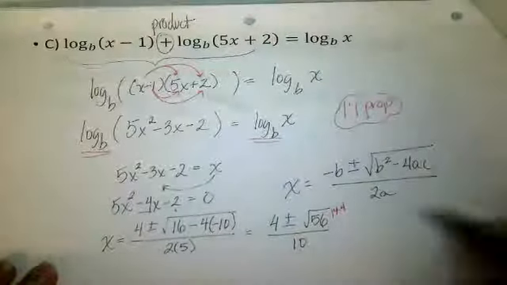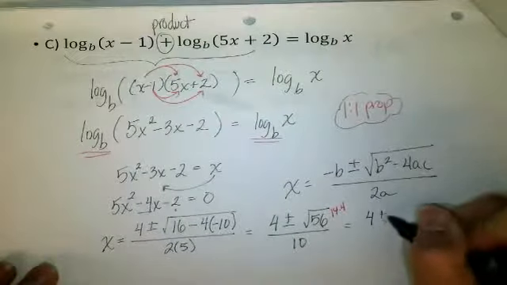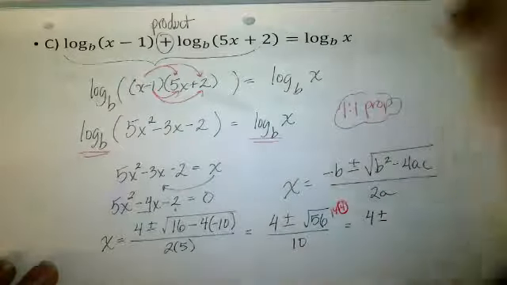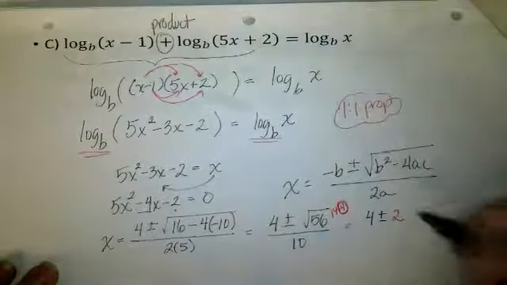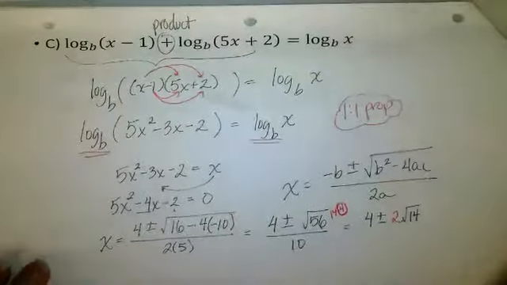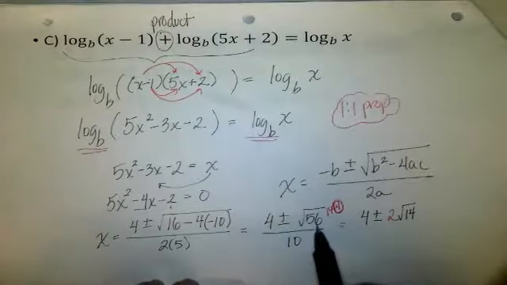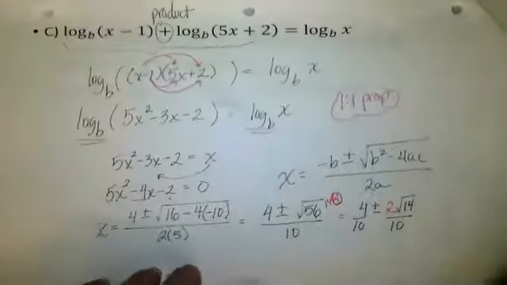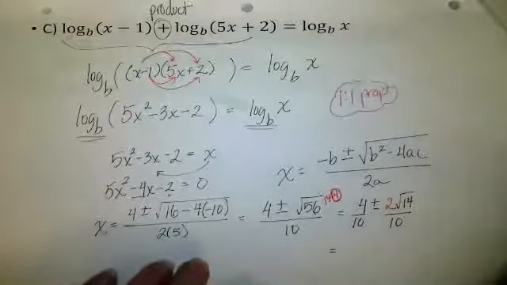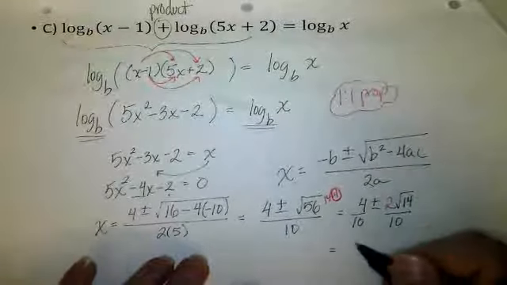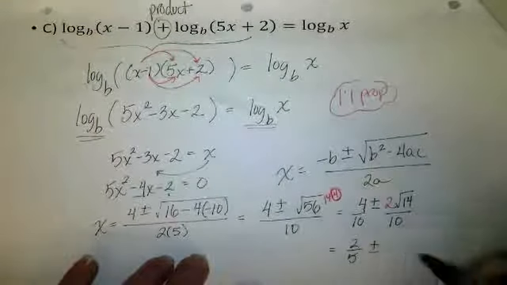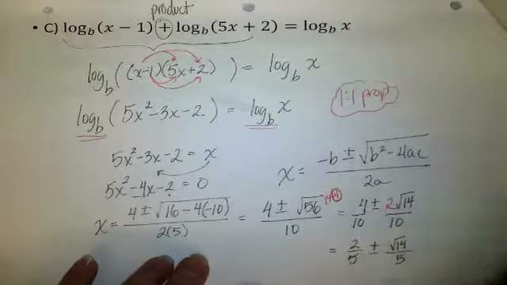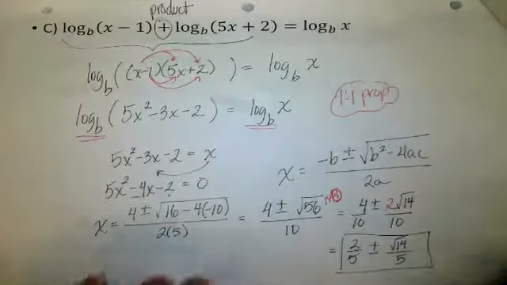So how does that square root simplify? Good. The square root of 4 is 2. And then radical 14 stays behind. And each term is being divided by 10. So I'm going to split that up and divide each term by 10. That way I reduce properly. 4 over 10 reduces to 2/5 plus or minus radical 14 over 5. Awesome.